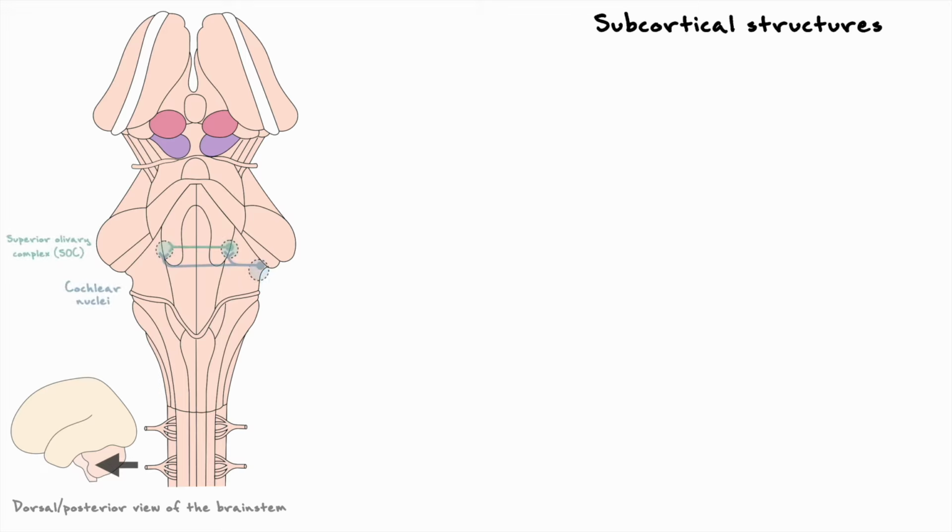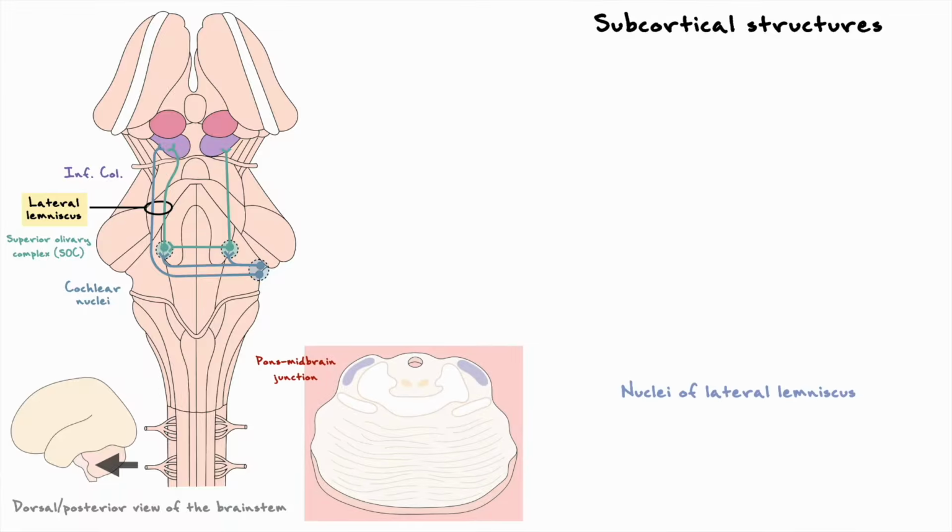So, if we start at the cochlear nuclei, we have seen that this region projects bilaterally to the superior olivary complex. The information computed in the SOC, along with the pathways from the cochlear nuclei that do not connect to the SOC, then all project to the inferior colliculus in a pathway called the lateral lemniscus. Throughout this lateral lemniscus, at the junction between the pons and the midbrain, we can find the nuclei of the lateral lemniscus, which has two main divisions, a ventral and a dorsal one.